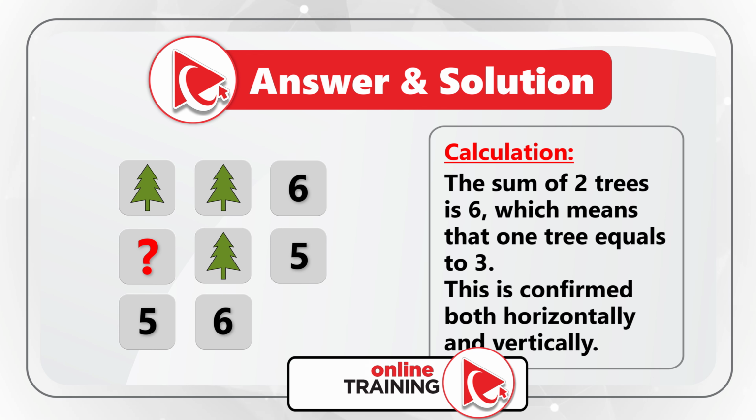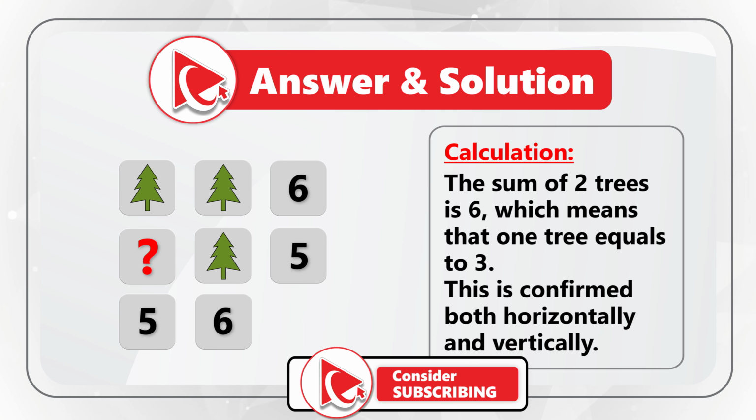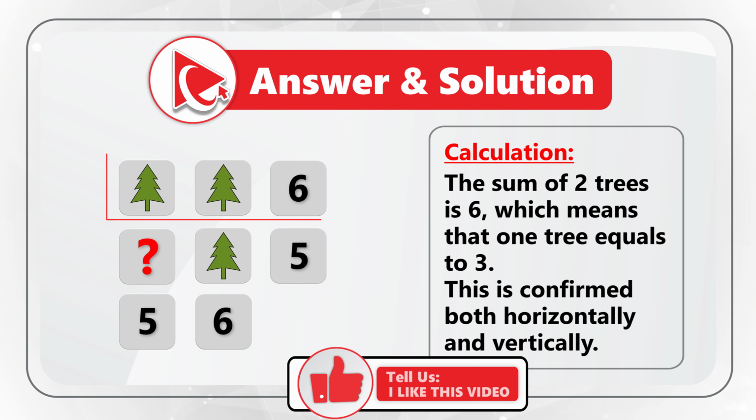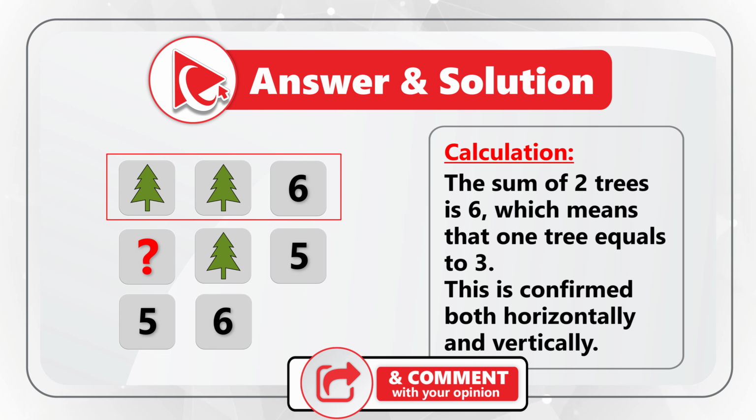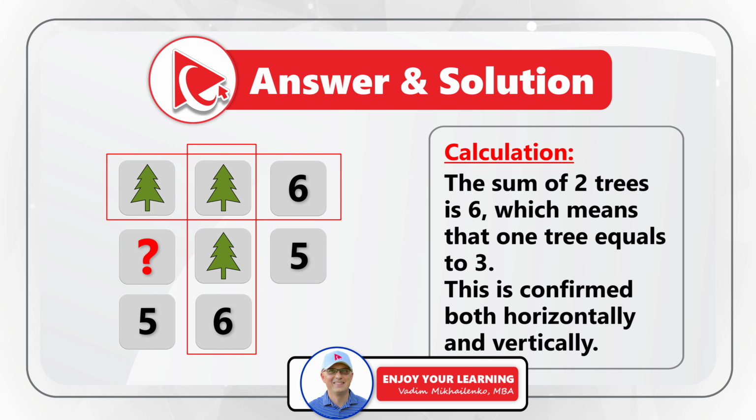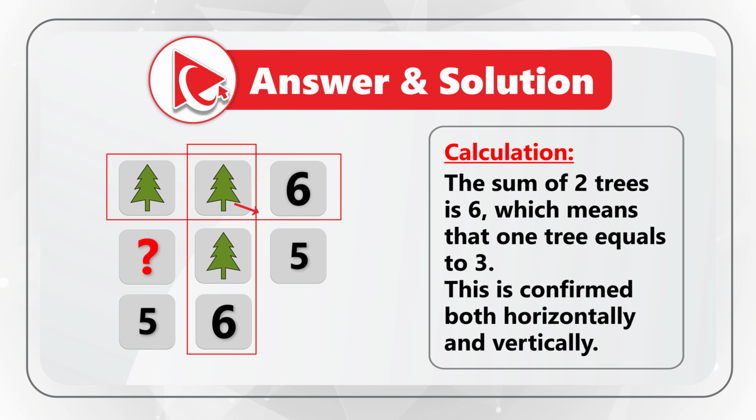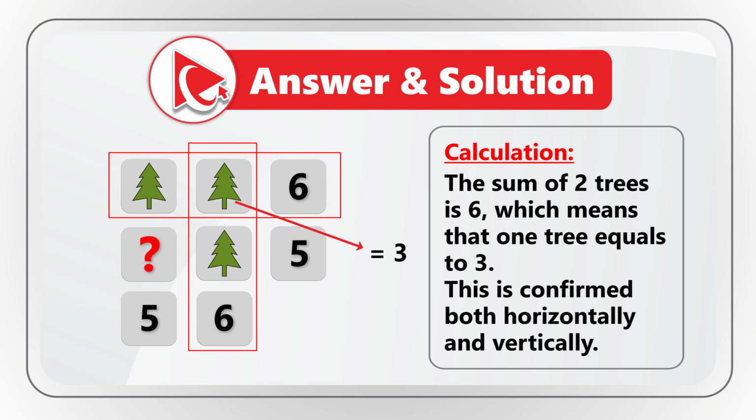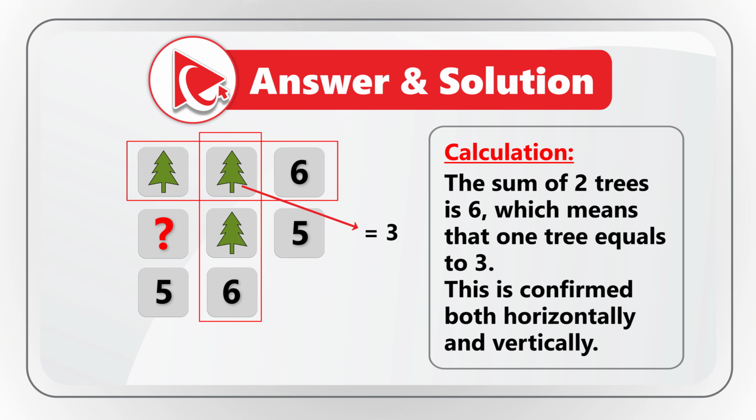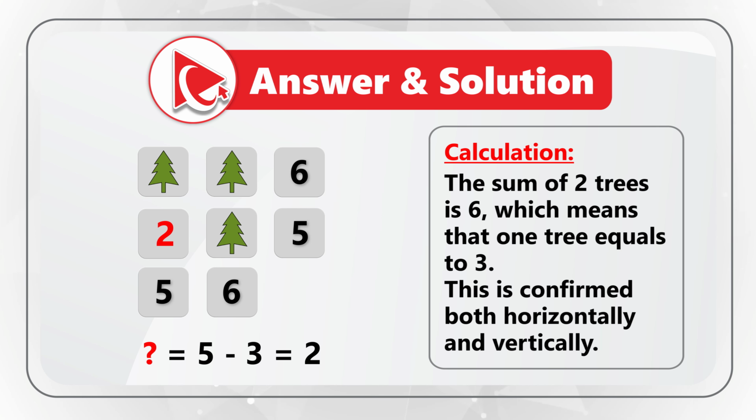For example, the sum of 2 evergreen trees is tree, which is represented by the top row. The same is true for the middle column. Sum of 2 evergreen trees equals 6, which means that 1 evergreen tree equals 3. Now we can calculate the missing number, which would be the result of 5 minus 3, which would be equal to 2. So the correct answer here is choice A, 2.